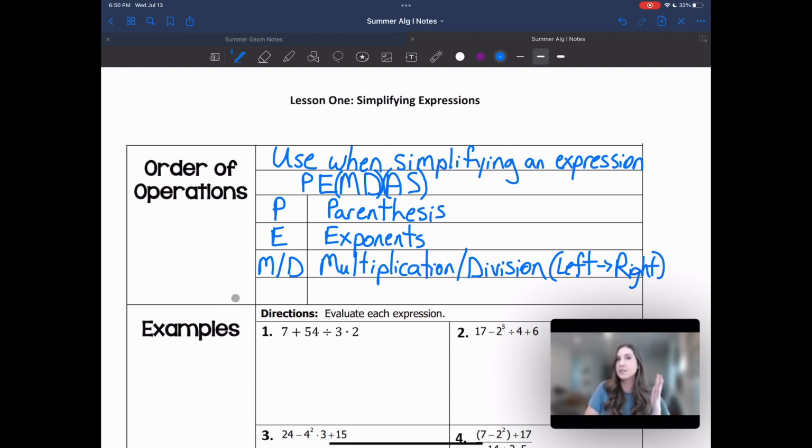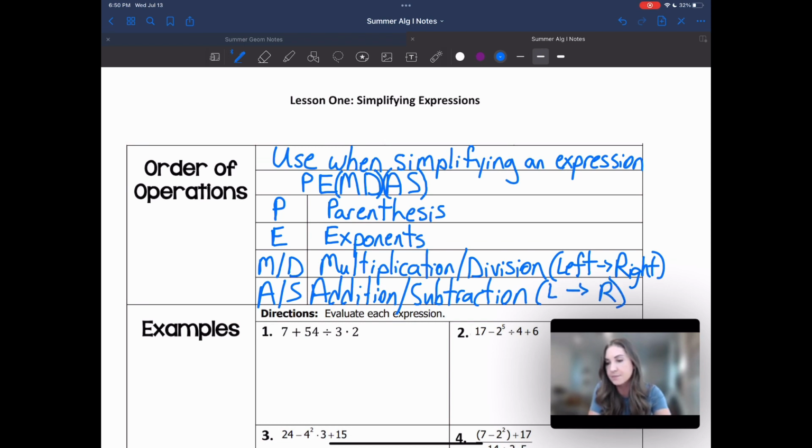Okay, and then this is actually very similar for the last two. It's addition / subtraction. And same thing. It doesn't mean addition comes first or subtraction comes first necessarily. It's whatever you see first when looking at the problem from left to right. I'm going to write L to R for short.